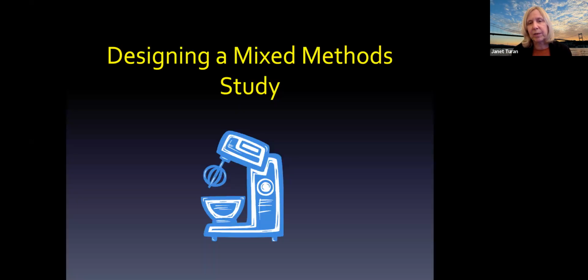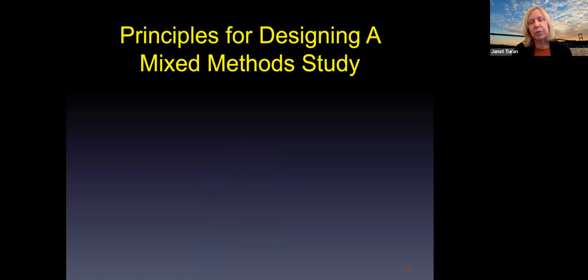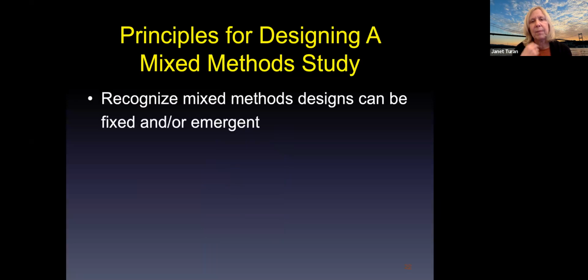So now I am going to talk a little bit about the different designs. And there are some basic principles for designing such a study. One, you realize that as in the case with a lot of qualitative research, mixed methods designs can be fixed, everything can be kind of set beforehand, but sometimes there are emergent elements. You do some sort of data collection and then you realize that you need to add a qualitative component here, or you need to go back to step one and do something. So the design can evolve over time.